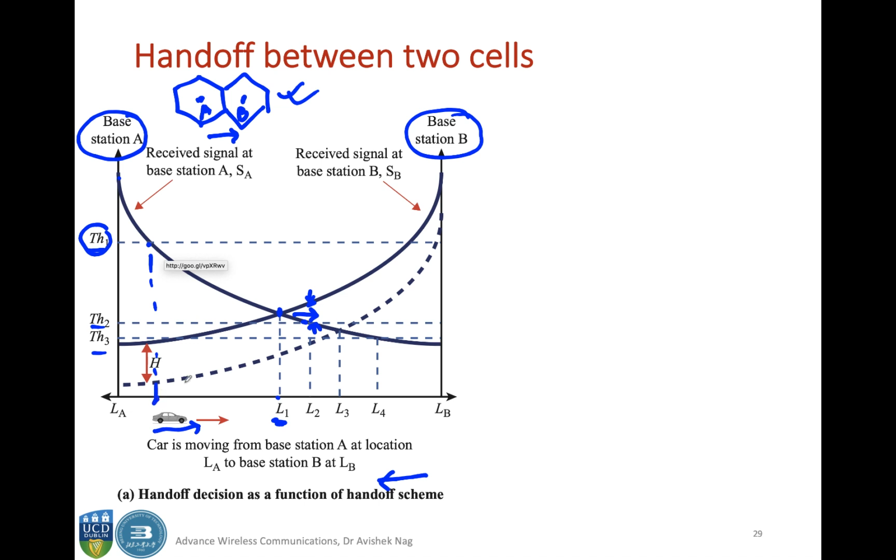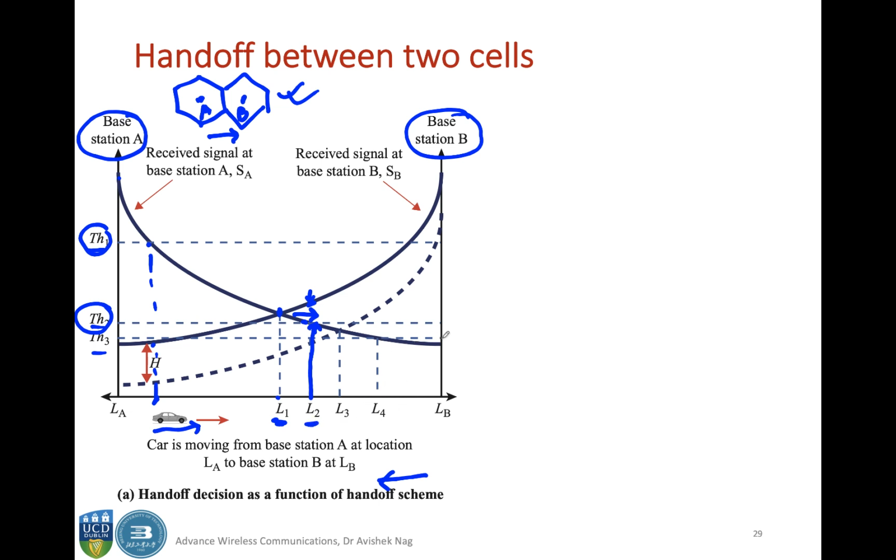So this distance is too close to the base station A. You don't want that, because here if you do the handoff, the signal strength due to B is very low, so you might not get a good signal quality. So if you use this threshold 2, then your signal quality falls below this threshold at this point, at L2, the distance L2 from base station A. So your handoff might be initiated at this distance L2.